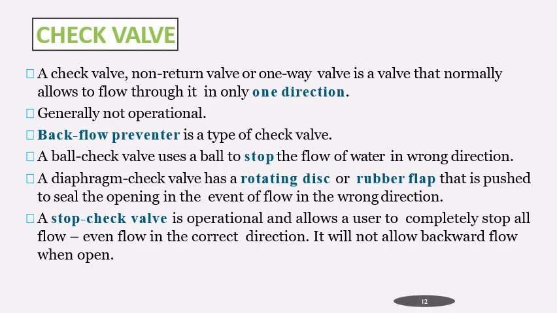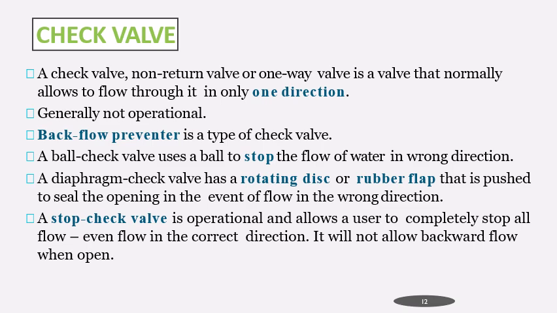Next is the check valve. Check valves are also known as non-return valves or one-way valves that normally allow the flow only in one direction. They are generally not operational. A backflow preventer is a type of check valve. A ball check valve uses a ball to stop water moving in the wrong direction, and a diaphragm check valve has a rotating disc or rubber flap that is pushed to seal the opening in the event of flow in the wrong direction.